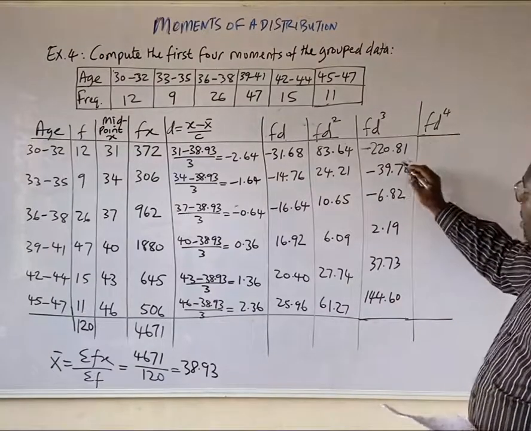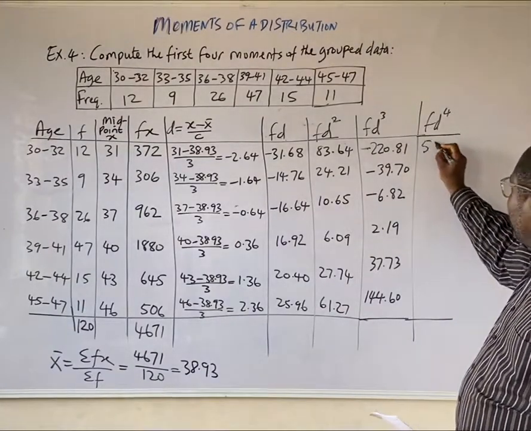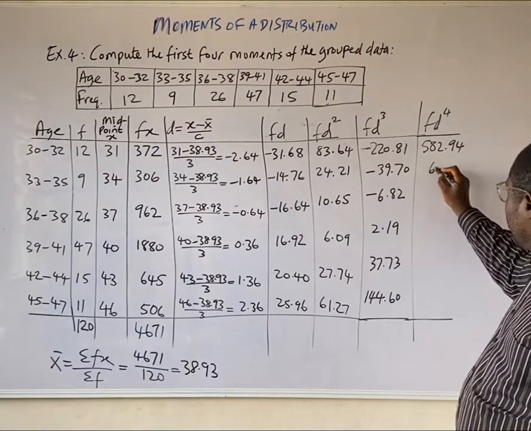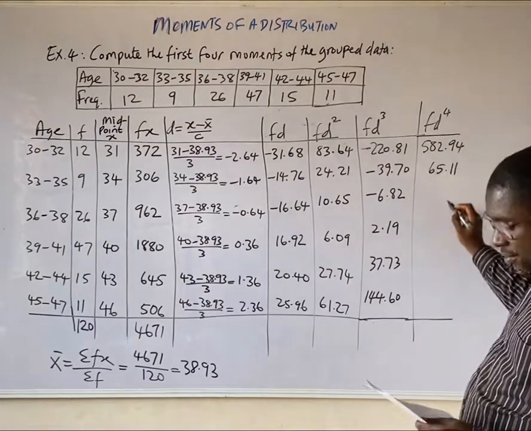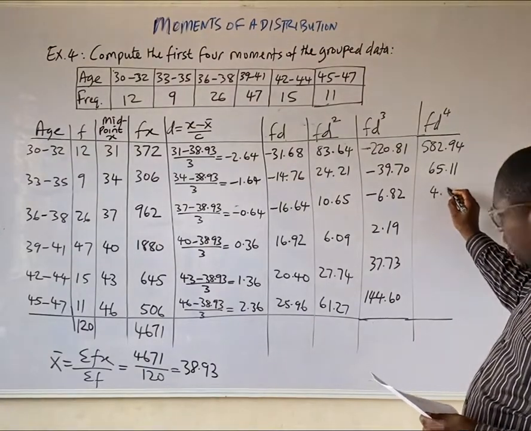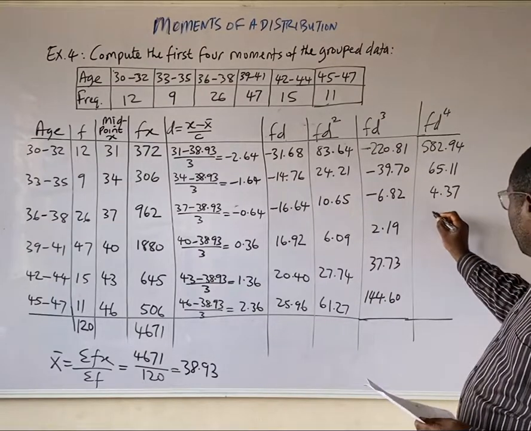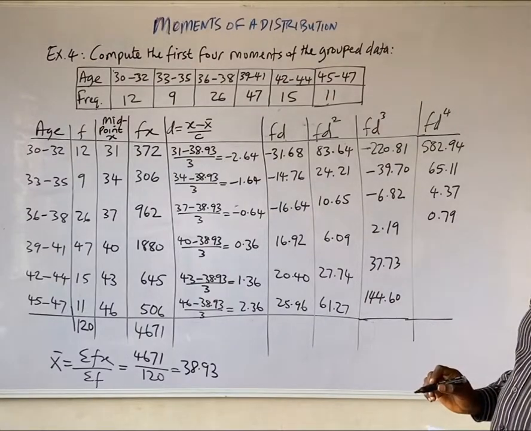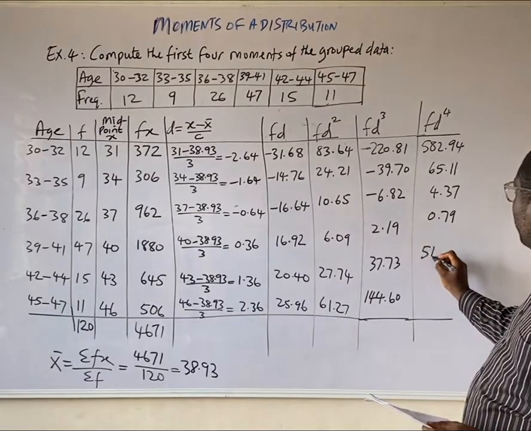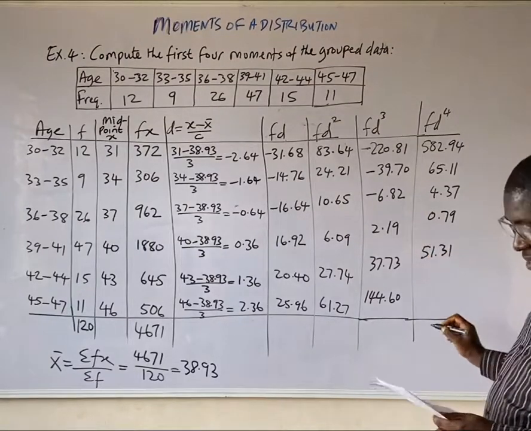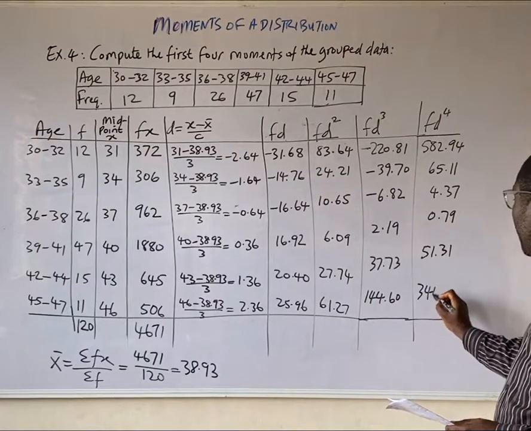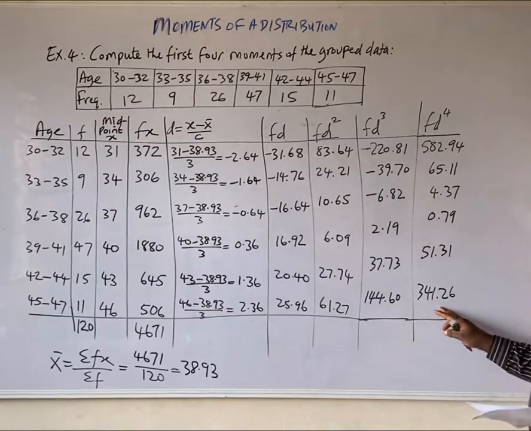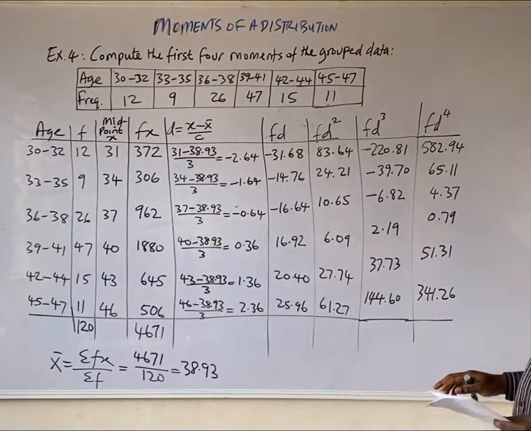Now the first one here should be 582.94. The next one should be 65.11. The next one is 4.37. The next one is 0.79. Hope you are following. The next one is 51.31. Then the last one is 341.26. What's the next thing we do?